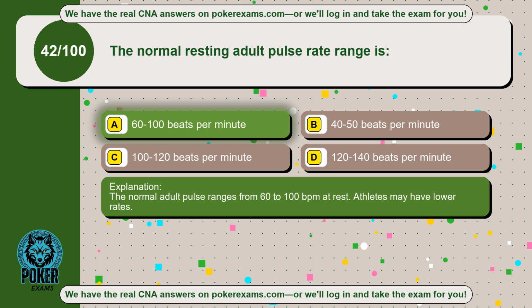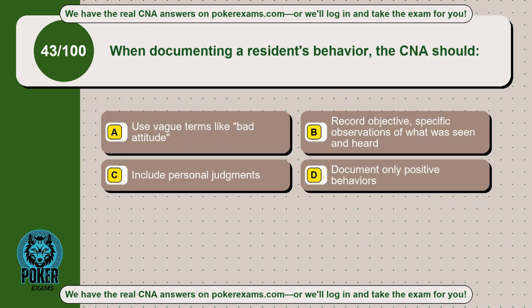Question 43. When documenting a resident's behavior, the CNA should. Option A. Use vague terms like bad attitude. Option B. Record objective, specific observations of what was seen and heard. Option C. Include personal judgments. Option D. Document only positive behaviors.